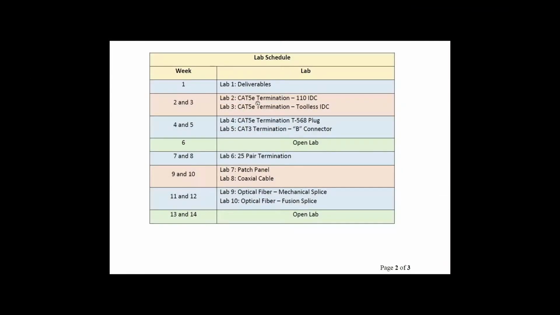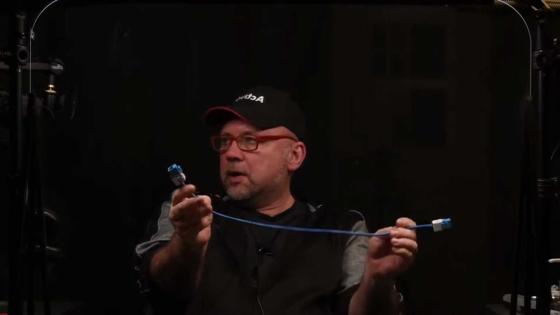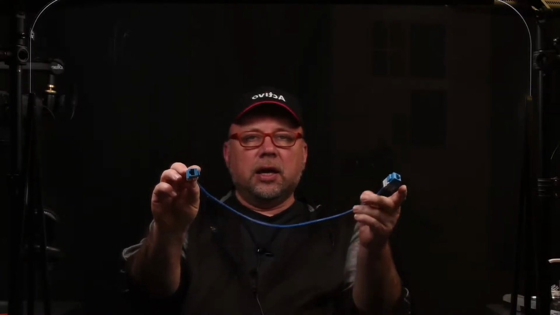All right, so let's take care of that CAT5e termination, 110 IDC. Basically, what we're going to create is one of these. On one side it has an RJ45 Ethernet female data jack, and on the other side it also has an Ethernet female data jack. Why would you want to do this? Well, not very often would you want to do one of those, but for the purpose of the lab exercise, you're going to do this.